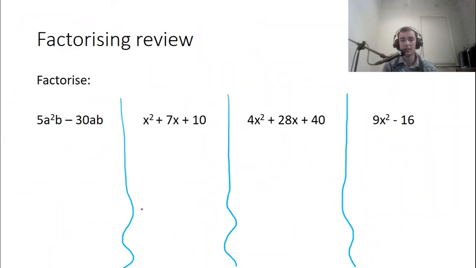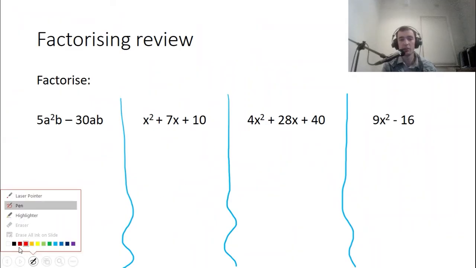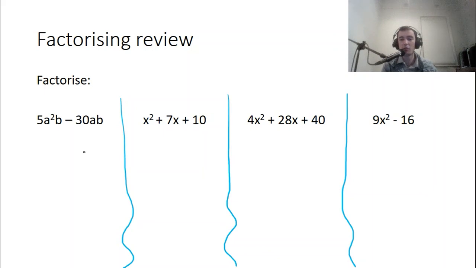Okay, so factorising is a slippery topic because it can be hard to know what to do, especially when you've got so many expressions that look fairly similar. So the first thing that I want you to do every time when you're factorising something is to look for the highest common factor. If you can find a highest common factor, that's always the first thing you should do.